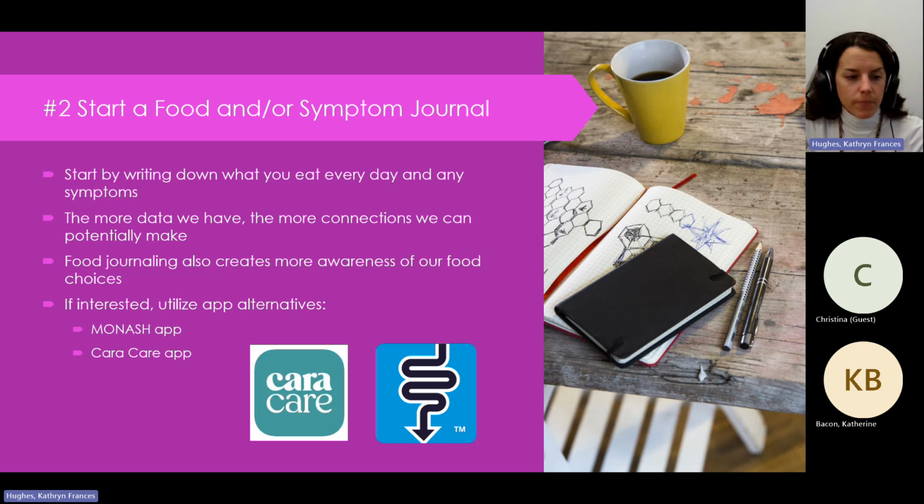So everyone's different. But there are apps as well that make it a little easier. Monash is this green, blue one with the gut symbol. And then Cara Care is also a great one for tracking symptomology as well. You can track your food, you can track your stool, you can track your symptoms. It's pretty cool. It takes the guesswork out. So those are ones that I recommend.